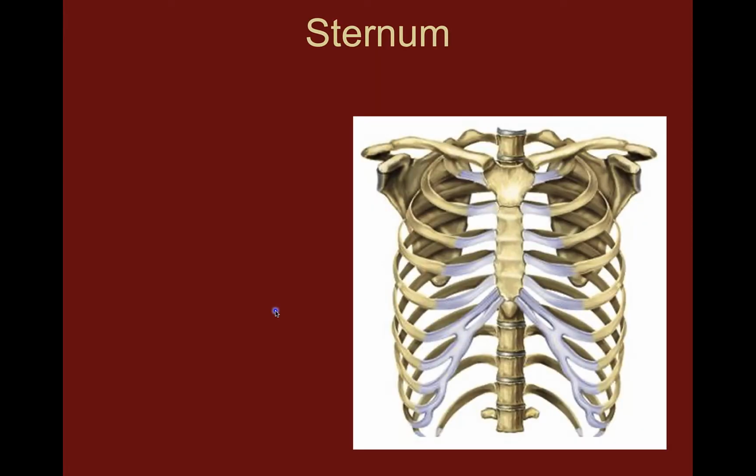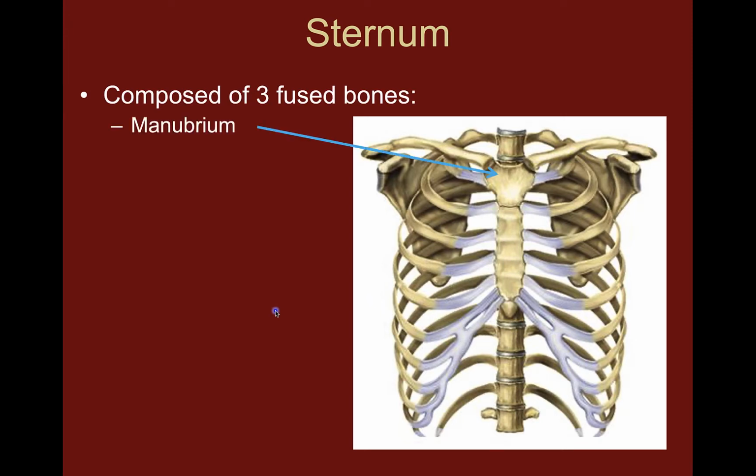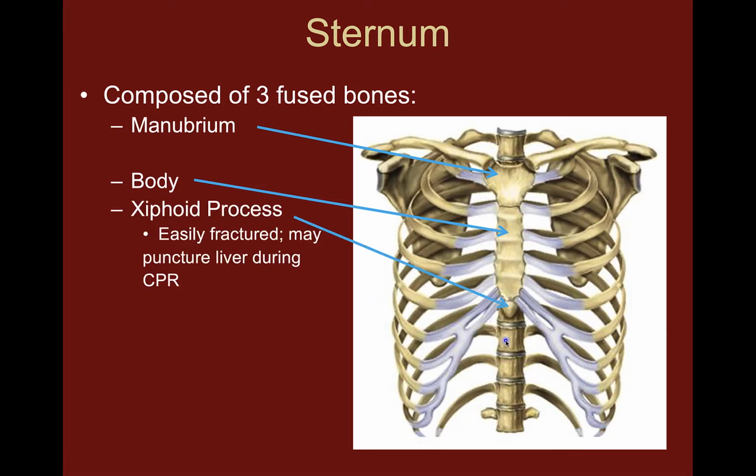Last, we have our sternum. The sternum is composed of 3 fused bones. So the first is our manubrium, right up here. Our second is the body of our sternum. And our third is the xiphoid process, and you can palpate that on your own sternum.